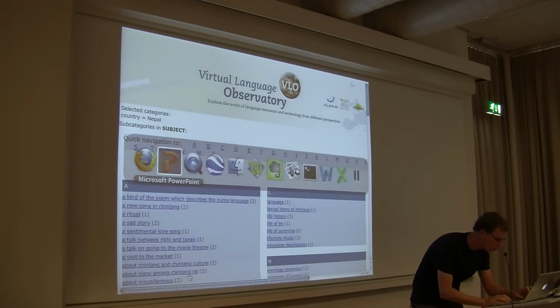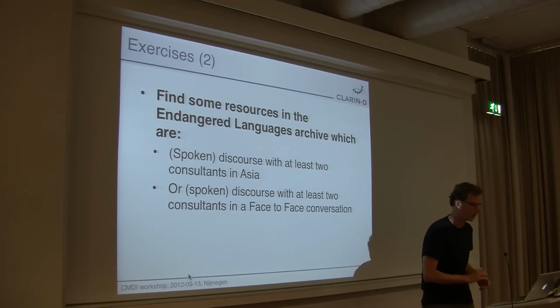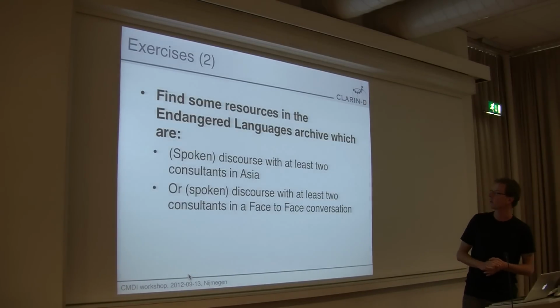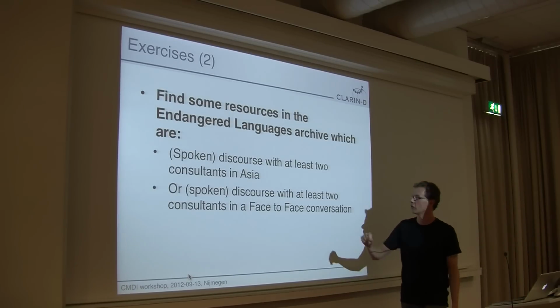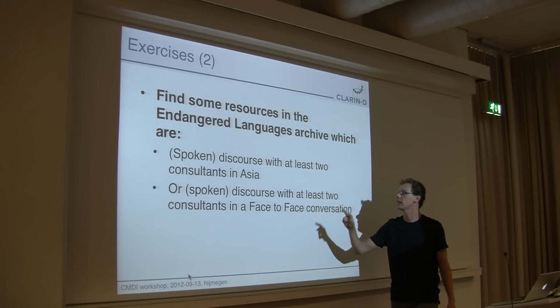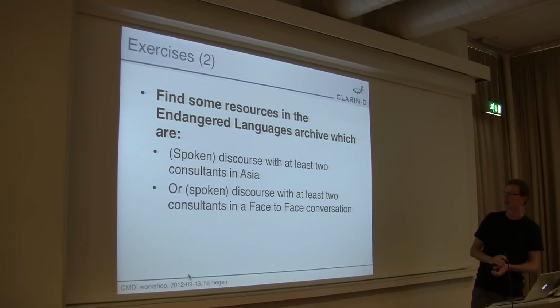Okay, so that was it for these small exercises. I originally intended to have some additional exercises, but given the time constraints, I'll skip these. But I think it's important to mention that these were basically two kinds of trick questions, asking you to find, for instance, spoken discourse with at least two consultants in Asia, or a spoken discourse with at least two consultants in a face-to-face conversation.